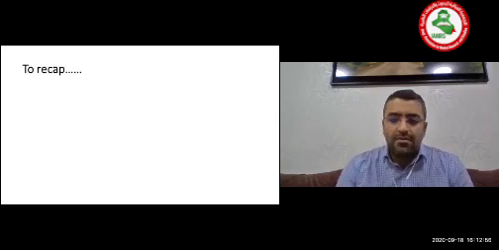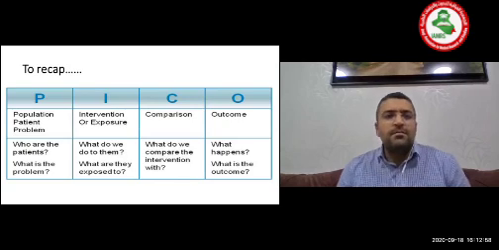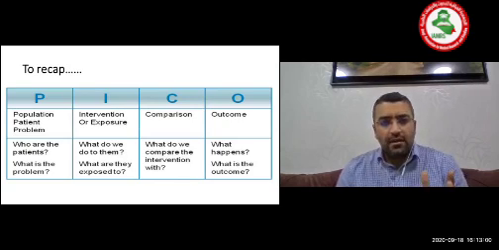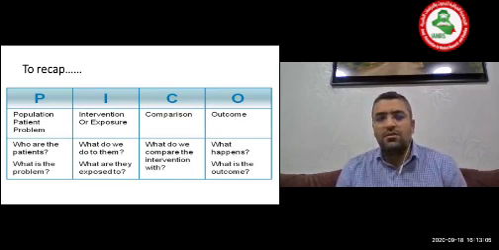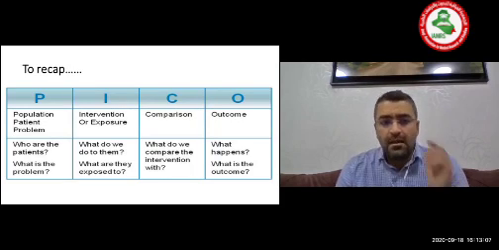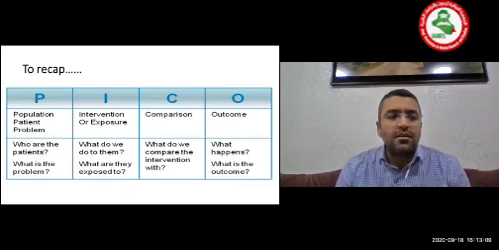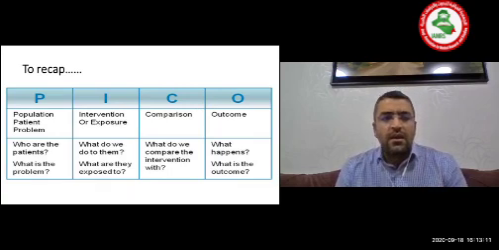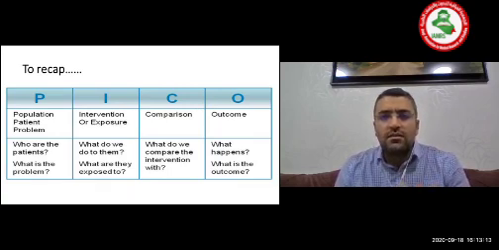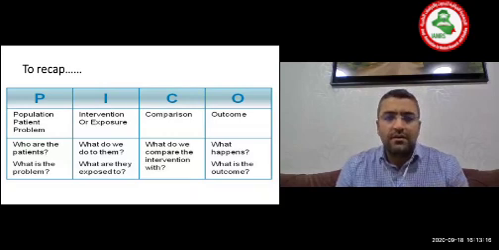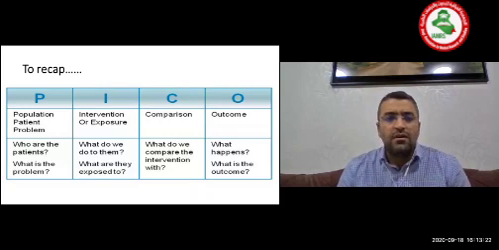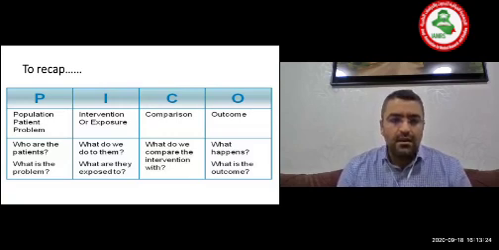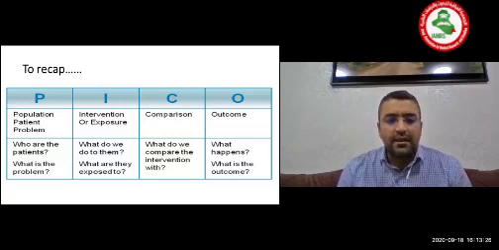So to recap so far, remember the PICO, as you can see here in this table. The P might mean the population or patients or problem. And you should ask yourself, who are the patients in my study? What is the problem that I should look for a solution for? The I is the intervention or exposure. And you ask this question, what do we do to these people in our study? Or what are they exposed to?